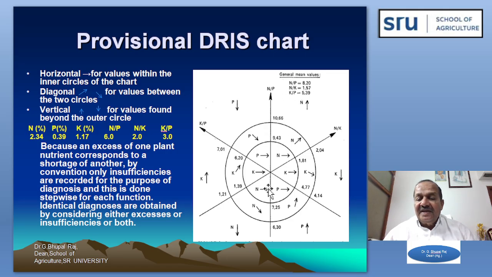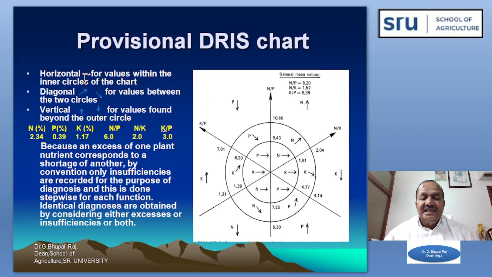Here at the intersection point, N by P is 8.2. It started from 8.2 and increased to 9.43, 10.6, and so on. The N by K intersection point is 1.57, and it increased to 1.81, 2.04, and so on. For K by P, it started from 5.39 and increased to 6.2 and 7.01. Like that, the mean values start from the intersection point.